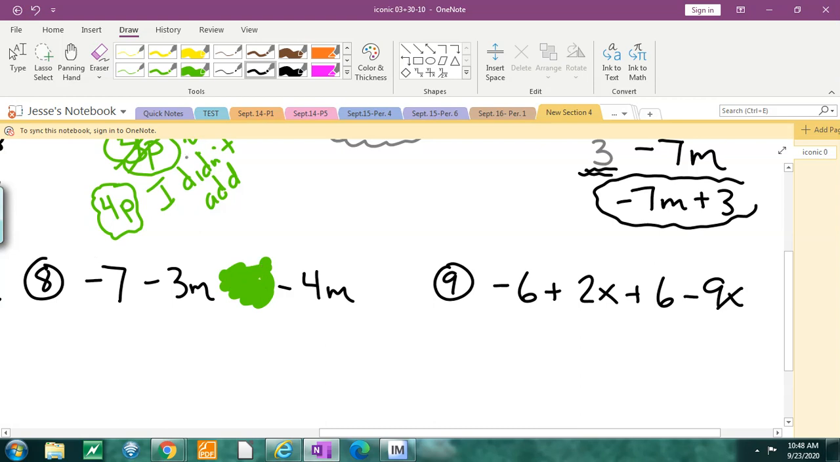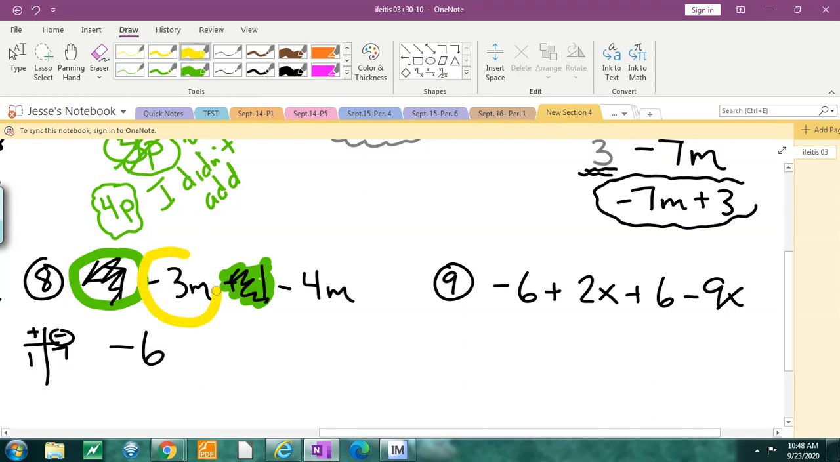So I'm just going to circle it. -7. I'm going to go ahead and put plus 1. So I'm going to do the T-chart here for the -7 and the plus 1. So my answer is -6. Very good. You're going to subtract, right? So -6. Then I'm going to erase these so I don't get confused. And I'm going to do the next one, which is -3m and then minus 4m, which when I circle it becomes a -4m.